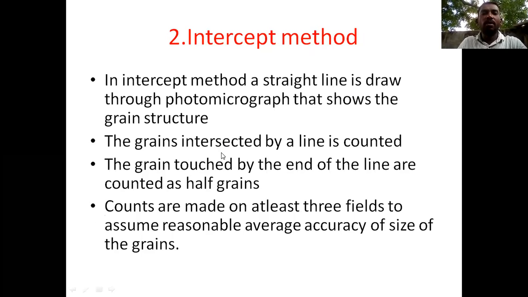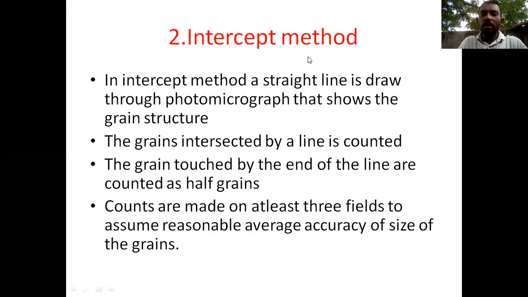See here how they find out the number of grains, what the procedure is. The grains intersected by a line are counted. That is the first point. Next, the grains touched by the end of the line are counted as half a grain.